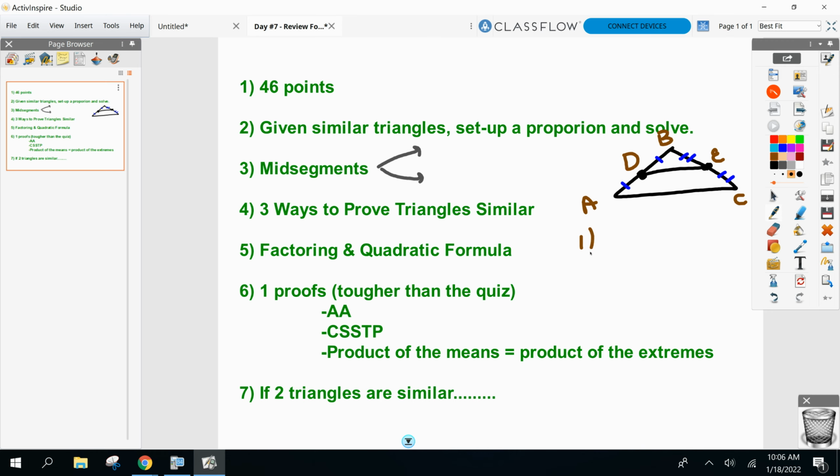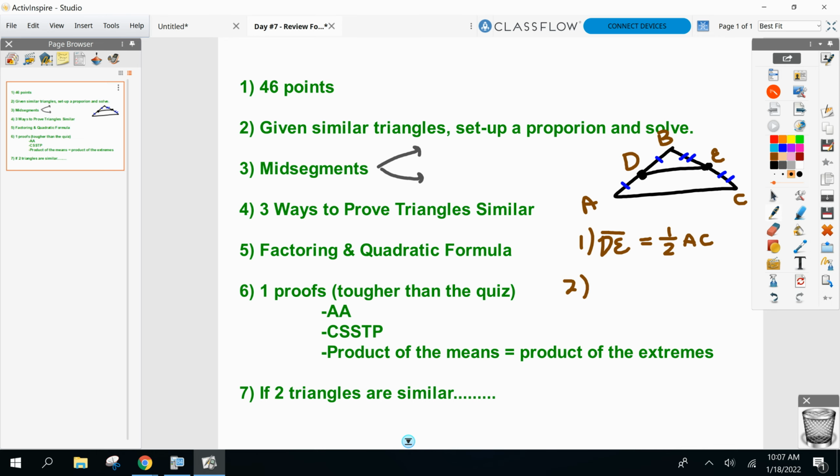All right, tell me something. What do you know about DE then? It's called the mid segment, I know, but what do we know about it going from Friday? What do I know about DE? Romeo: Half of the third side. What's its third side here? AC. So it's half of AC, the length. The mid segment is half its length.